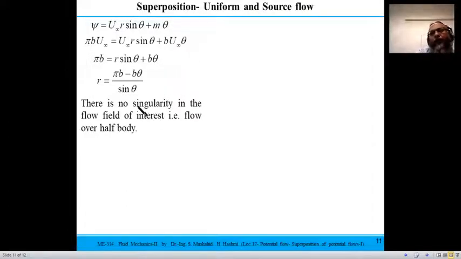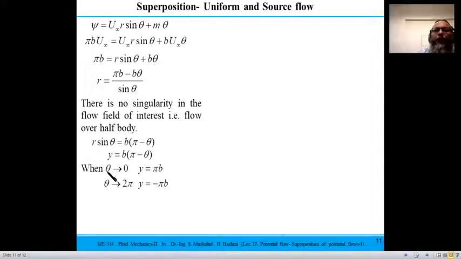And obviously in the flow the streamlines are like that, so there is no singularity, because the singularity is in the source flow when r approaches 0. So there is no singularity in the flow field over the half body, and I multiply by sine theta. So r sine theta would be, because b is common, b times (pi minus theta), the same expression rewritten. And as you know from your coordinate system knowledge, y equals r sine theta. So y would be b times (pi minus theta). That would be the value of y at the contour of the half body.